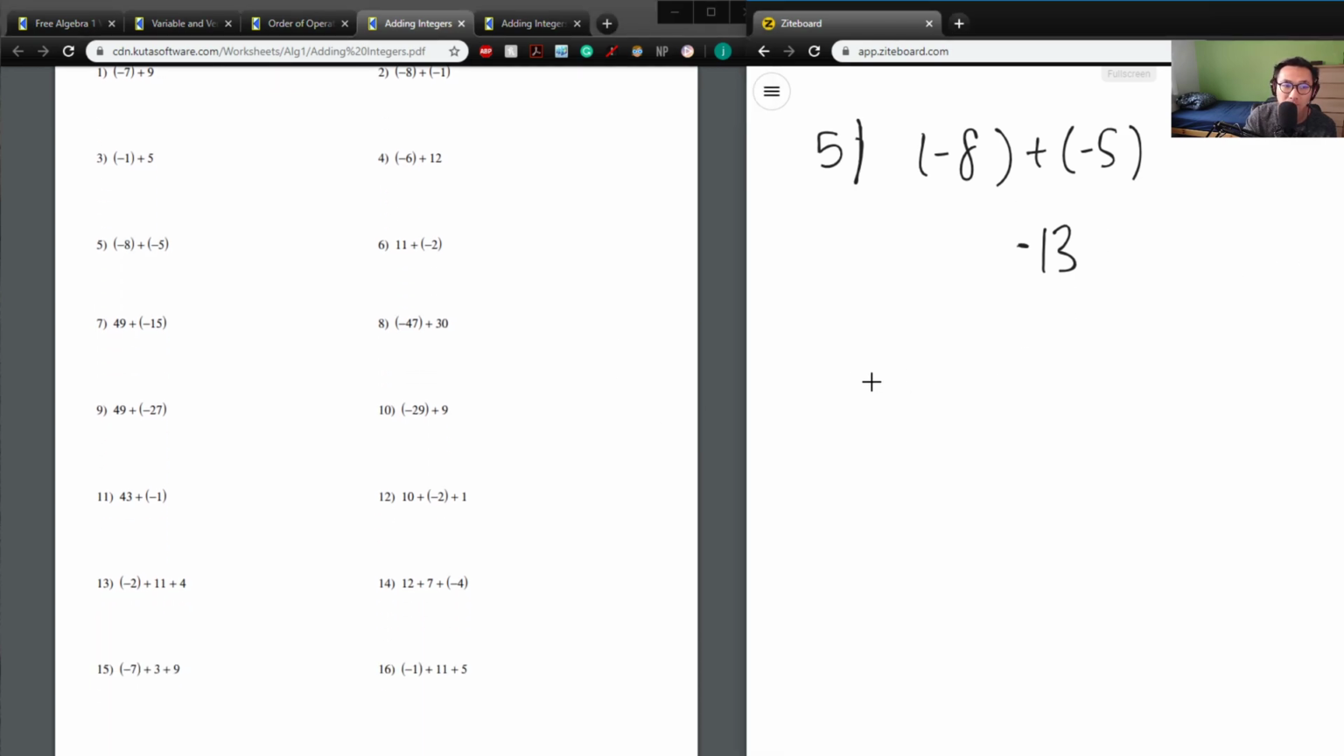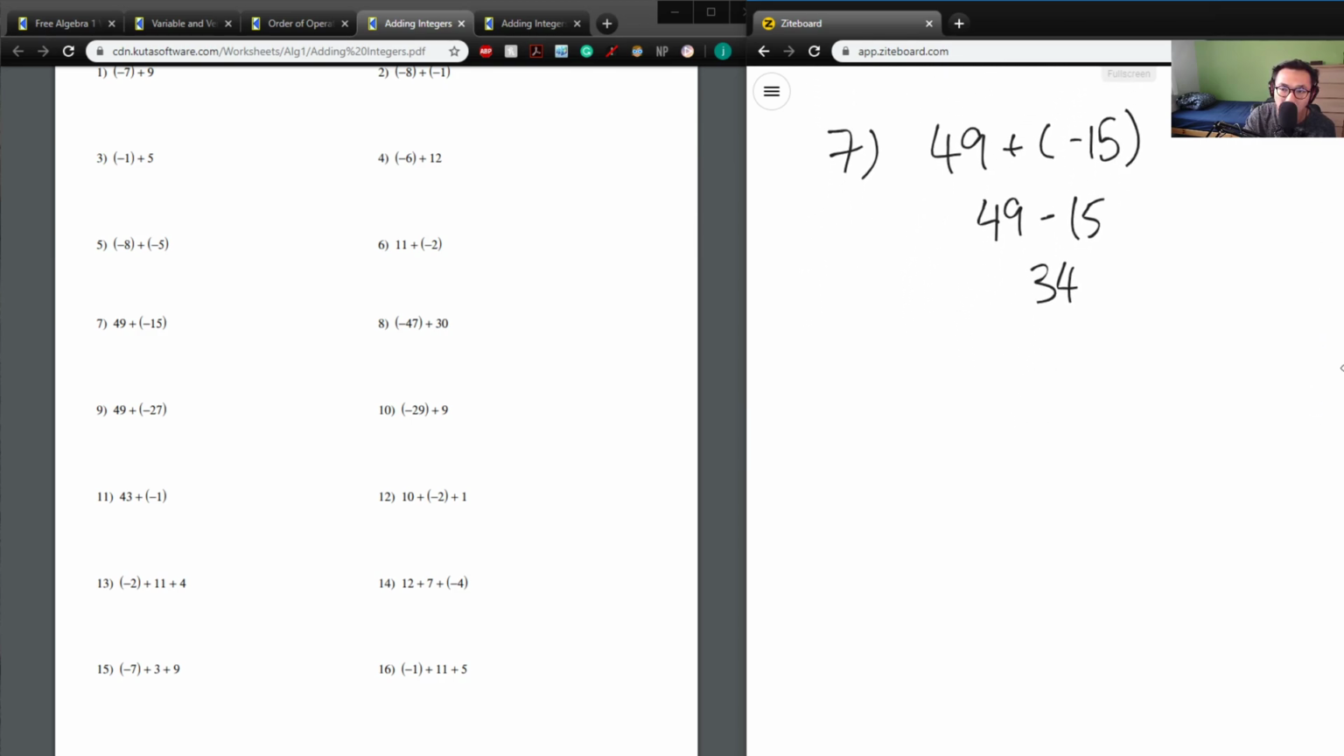And let's do number 7. So we have 49 plus negative 15. Another way of writing this operation is taking it out of the bracket. So we can say 49 plus negative 15, or we can write this as simply 49 minus 15. That's going to give us the exact same answer. So 49 minus 15: 9 minus 5 is 4, and then 4 minus 1 is 3. So our answer would be 34. Whenever we're adding a negative number, you can think of it as simply subtracting. That's 49 minus 15.